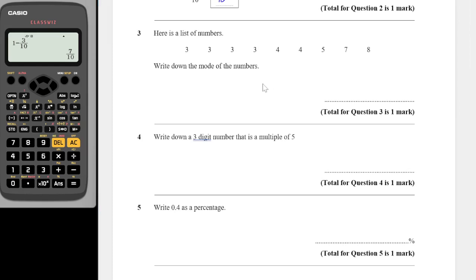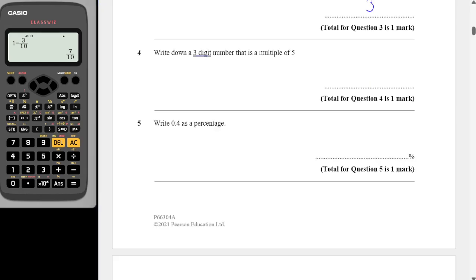Question 3, here is a list of numbers. Write down the mode of these numbers. So they're already in size order, and the mode is going to be the one that happens the most. So 3 happens the most. So the mode of those numbers is going to be just 3. Sorry about that, my pen was on the blink. So mode is going to be 3.